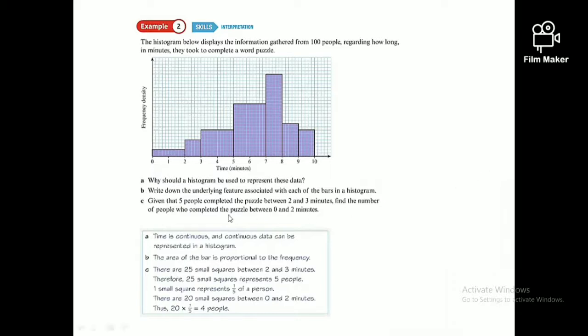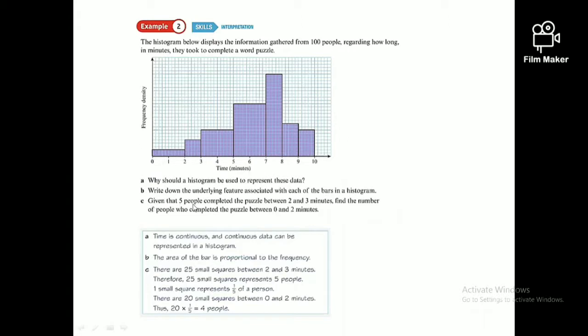The next question is, write down the underlying feature associated with each of the bars in the histogram. We already learned that if you get the area of the bar, that represents the frequency. So the property of each bar is that the area of the bar is exactly equal to the frequency of this information, right? That is a feature you can understand by the area of a bar, right?